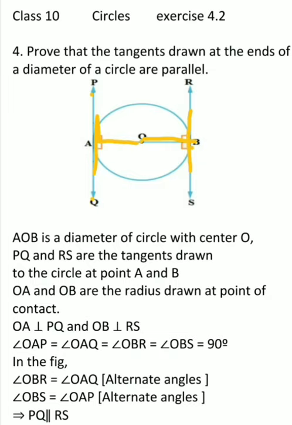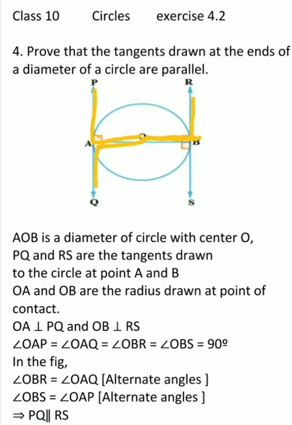Perpendicular means 90 degrees. Now we will write these angles. Now angle OAP is equal to angle OAQ is equal to angle OBR is equal to angle OBS. All four angles are 90 degrees. Reason: radius drawn at the point of contact is perpendicular.